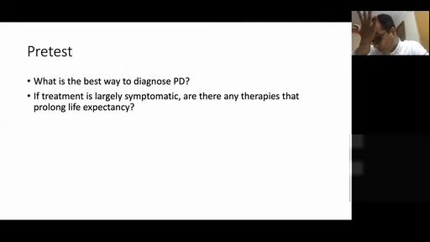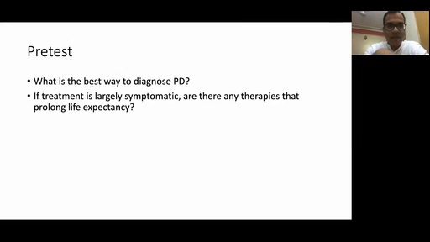So let me just ask a few questions, and you don't have to really answer it here, or just answer it amongst yourself. What is the best way to diagnose Parkinson's disease? And the second question is, if the treatment of Parkinson's disease is largely symptomatic, is there any therapy that can prolong life expectancy? So we know that the disease doesn't change, it's a neurodegenerative disease. Is there any way how we can prolong life expectancy in a patient who comes with Parkinson's disease? And if I say yes, can you think of one reason how?